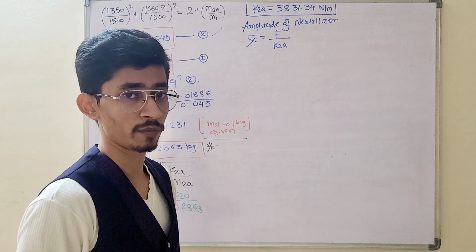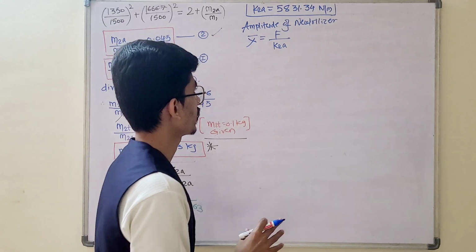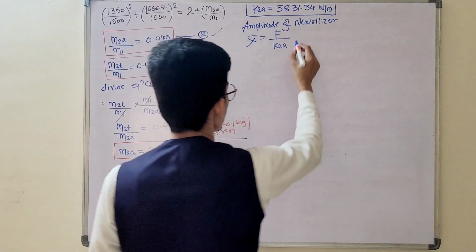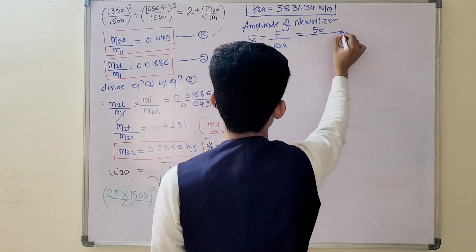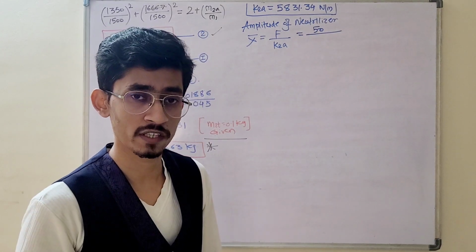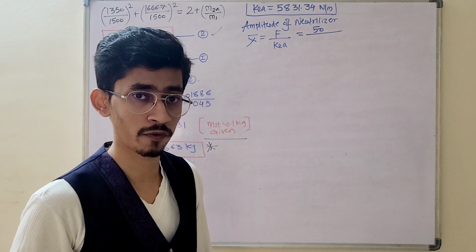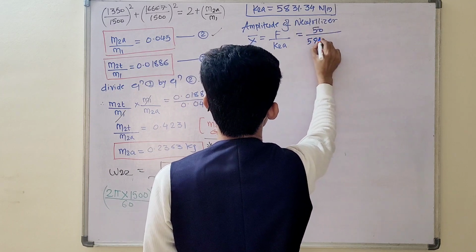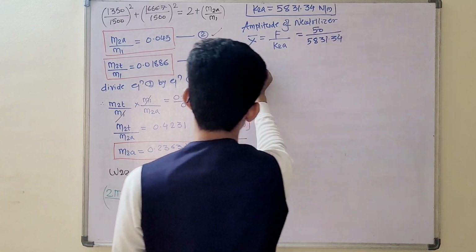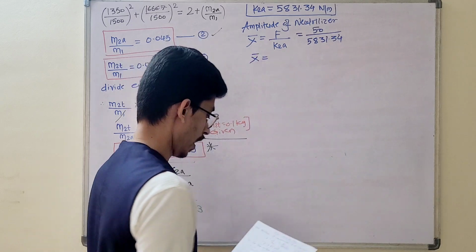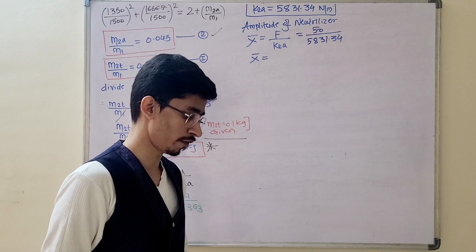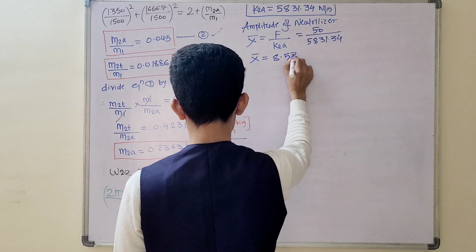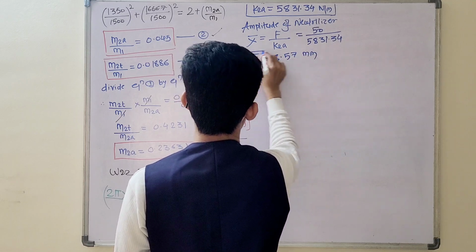But in this pipeline problem, what is changed here? We are utilizing the given data. They have provided the force amplitude as 50 Newton. We are checking whether our given constraints are satisfied or not for the given frequency range. So 50 divided by k2a, k2a is 5831.34. So how much is x bar, the displacement amplitude of the neutralizer? That is nothing but 8.57 mm, and this is the amplitude of the neutralizer.